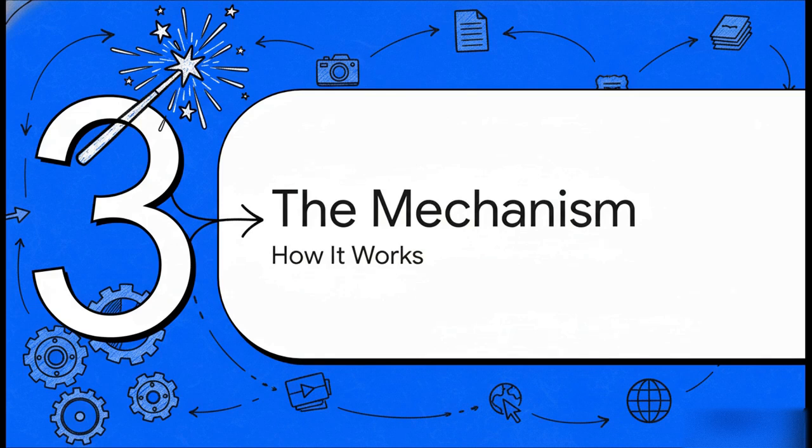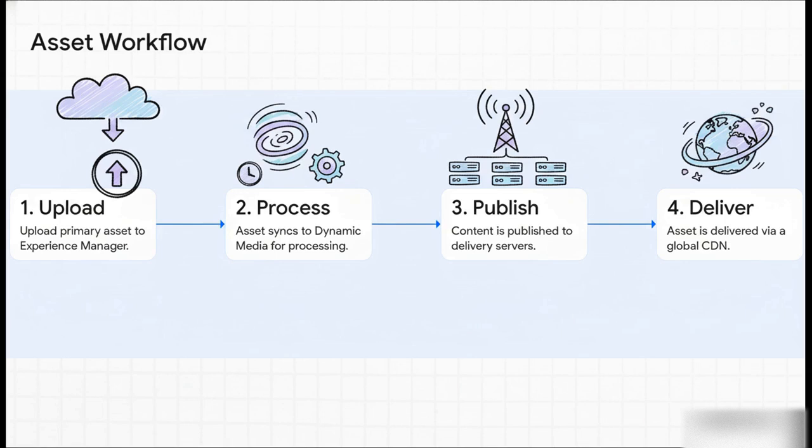Okay, so you get the what, but what about the how? How does this magic actually happen behind the scenes? Well, the workflow is actually super elegant and efficient. Let's follow an asset on its journey. It's really just a simple four-step process. Step 1, you upload your main high-res asset into Adobe Experience Manager. Then that file gets automatically synced over to Dynamic Media, where it gets processed. Third, once it's all set, it's published out to a whole global network of delivery servers. And the final step, the moment a user needs it, bam, the asset is delivered instantly.